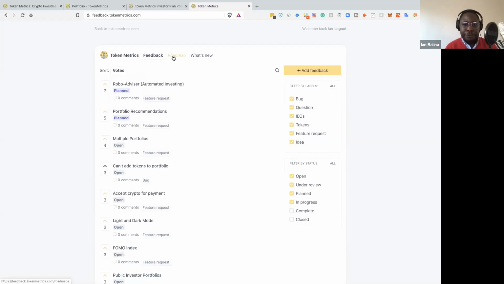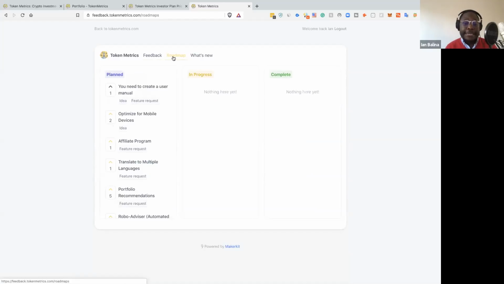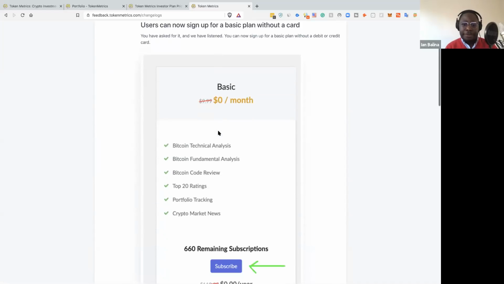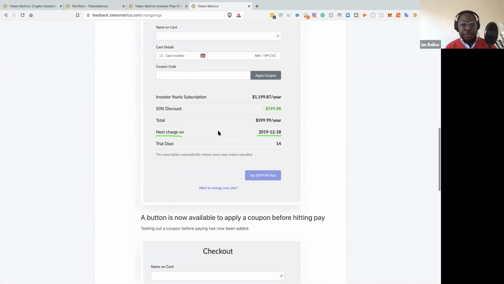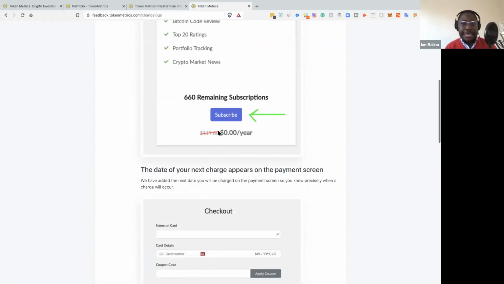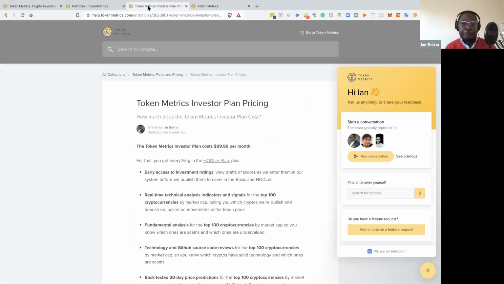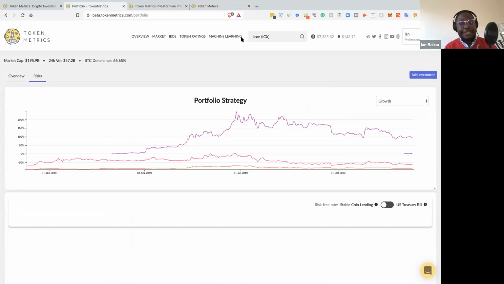If you go to roadmap, you can view the current roadmap of items we have planned. So right now you can see we have lots of different items planned. Then as we change them to in progress and complete, it will also update. If you go to what's new, you can view the most recent updates we've made to Token Metrics. So last week, for example, we changed it so that anybody can now sign up for the basic plan for free without putting in a credit card. And then we also added some other minor features as well. So definitely make sure to leverage both feedback.tokenmetrics.com and help.tokenmetrics.com.